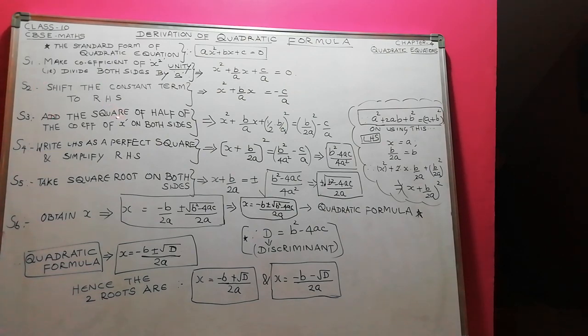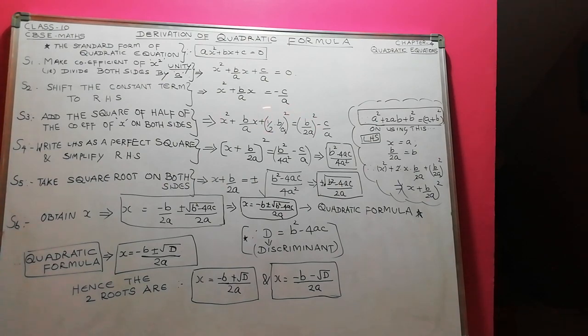Step 3. Add the square of half of the coefficient of x on both the sides. Now watch carefully. What is the coefficient of x? Coefficient of x is b by a. What is half of that? You multiply 1 by 2 with b by a, so you get b by 2a. Then the square of that, b by 2a the whole square, you have to add on both the sides.